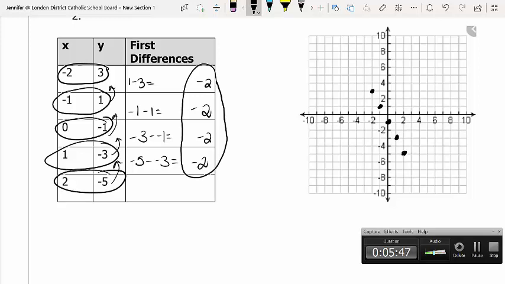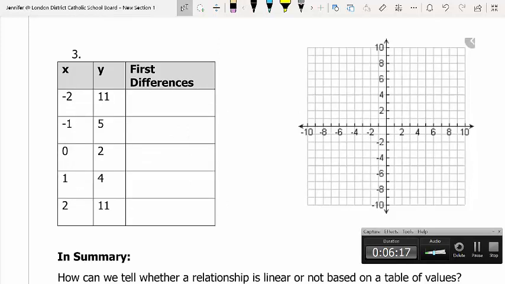Okay, ask yourself, is this a linear relation? It definitely is because you form a straight line. And notice the connection, right? This was a linear relation and all the first differences were the same. Maybe that's not a coincidence. All right, the last one.